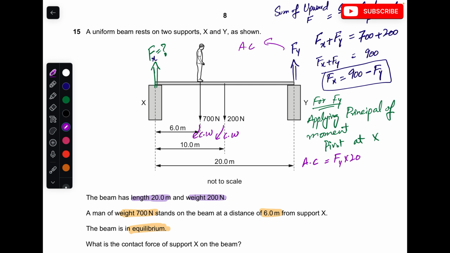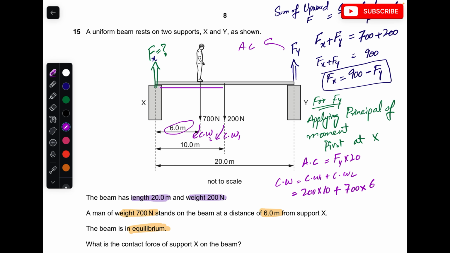Okay, and for clockwise movements, let's call this 1, let's call this 2. Clockwise 1 plus clockwise 2. Clockwise 1 is 200, multiplied by the distance. It is exactly acting at the center because the beam is uniform. So it will be 20, half of the 20 is 10, plus the second is 700 Newton force, and its distance from here is 6.